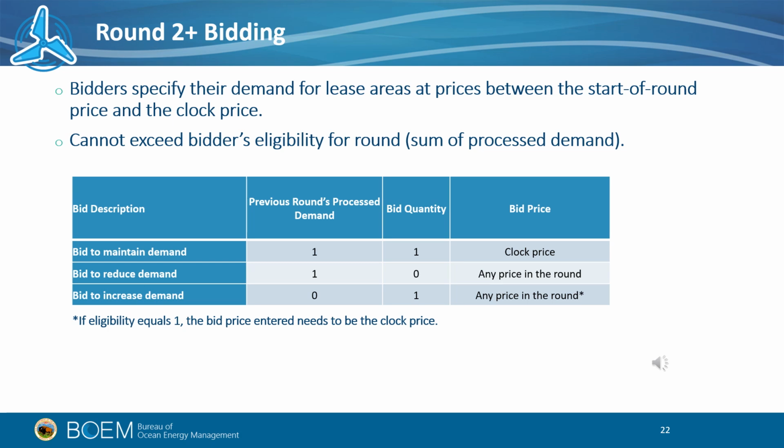However, if its eligibility equals 1, the bid price entered needs to be at the clock price. When the bidder's eligibility is greater than 1, the bidder is allowed to submit a bid to increase demand at any price associated with the round. If a bidder with eligibility greater than 1 submits multiple bids to increase demand in the same round, the bid prices affect the order in which those bids are processed. See Section 5.12 Round 2 plus Bid Processing for more detail. However, irrespective of the bid price entered, by submitting a bid to increase demand, the bidder indicates that it is willing to pay any price up to the clock price.